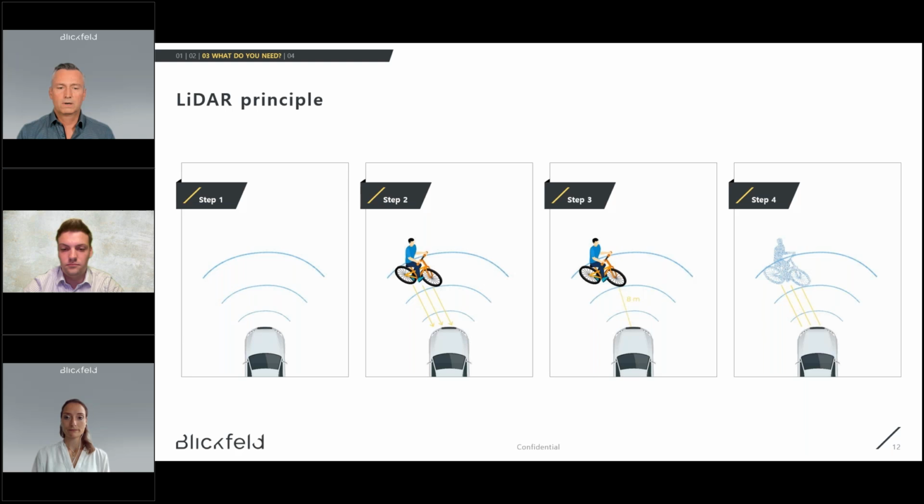LiDAR stands for light detection and ranging. The way it works is laser pulses are sent out into a scene. These laser pulses are in turn reflected by any objects in the scene and detected by the laser detection module in our sensor. Based on the time of flight principle, which calculates the differential time between when the laser pulse was sent out and when the reflection of an object was received back into the sensor, we can calculate the actual distance to that object.